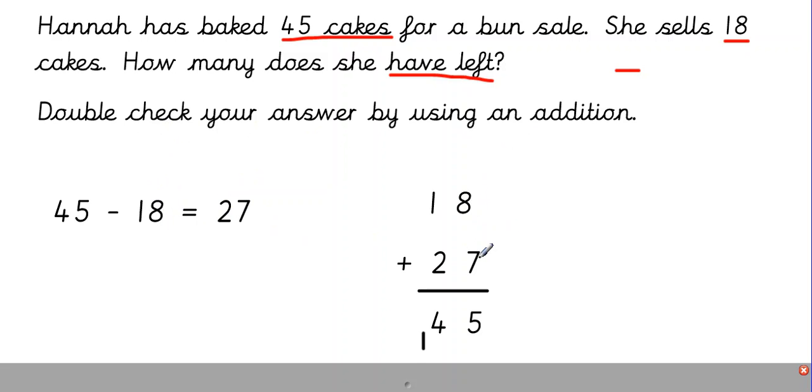So I've got 8 add 7, which is 15. So I put my 5 down, pass my 1 over. 2 plus 1 is 3, add 1 is 4. So I get 45 as my answer, which means that my answer is correct. Well done if you got that as well.